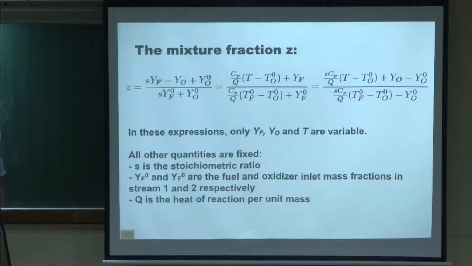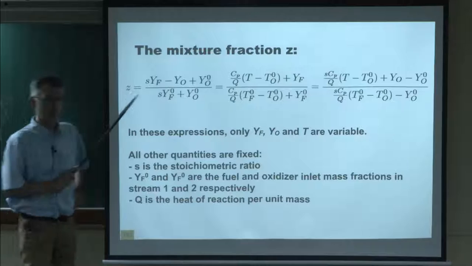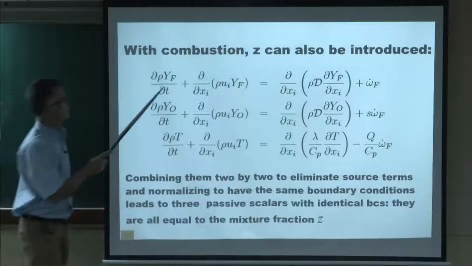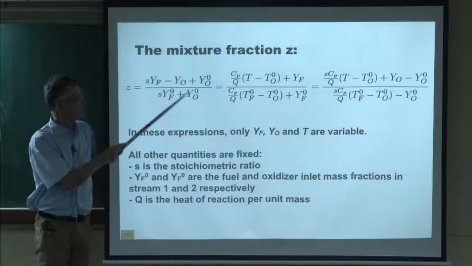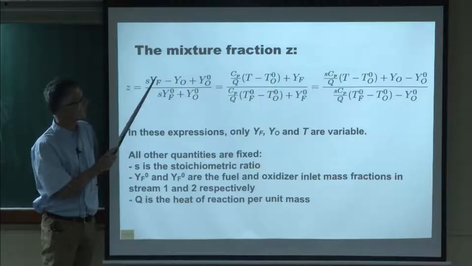And if you normalize their values between inlet and outlet, you can show easily that the mixture fraction, because it's again the mixture fraction, this is a quantity here, which is the combination you recognize, S YF minus YO. Okay, this means S YF minus YO is what you obtain when you add these two equations to eliminate the source term. And then it's normalized in a way that it is zero in the oxidizer and one in the fuel. So for example, here, when you are in the fuel, YF is equal to YF0 and YO is 0. So S YF0 plus YO0, that's 1. Okay? And you do the same thing for all quantities.